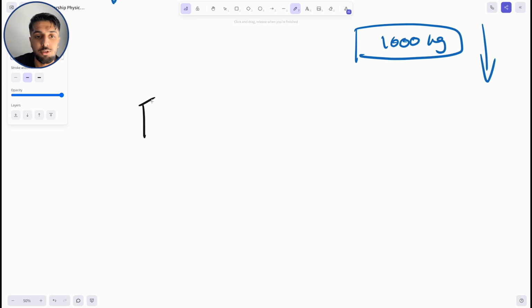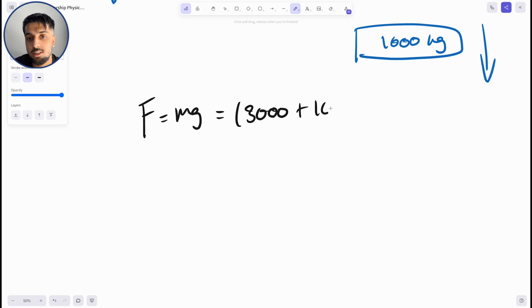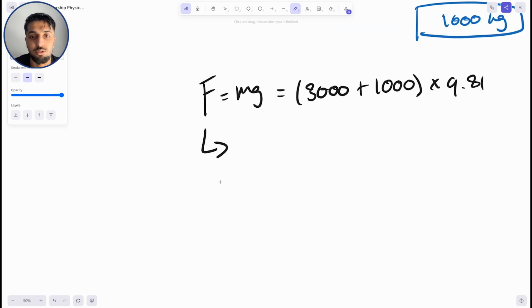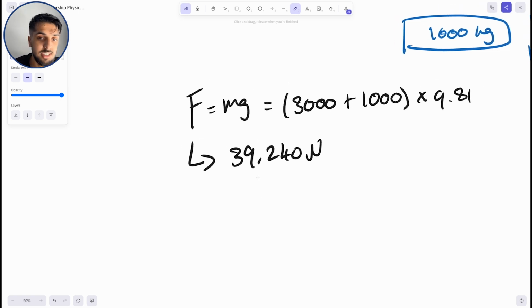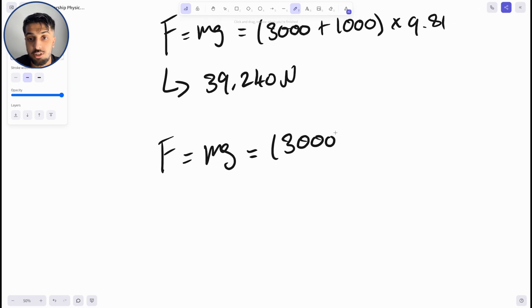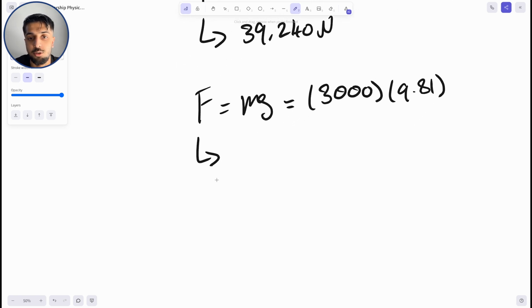So the weight force of the plane and the cargo pod in the beginning is going to equal the 3,000 kgs of the plane plus the 1,000 kgs of the cargo pod times 9.81, which is g. And this is going to give us a force of 39,240 newtons. As discussed previously, this weight force is going to be the same as the lift force. Now afterwards, the weight force is just going to be the plane, so that's just 3,000, still times 9.81, and that's going to give us a force of 29,430 newtons.